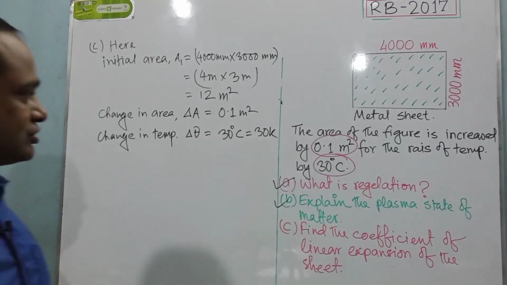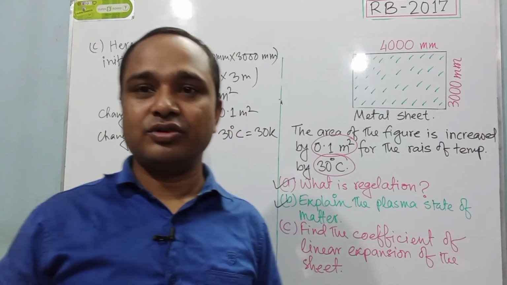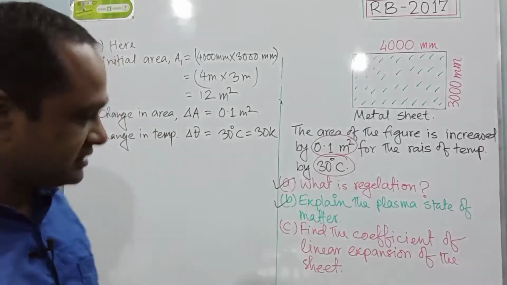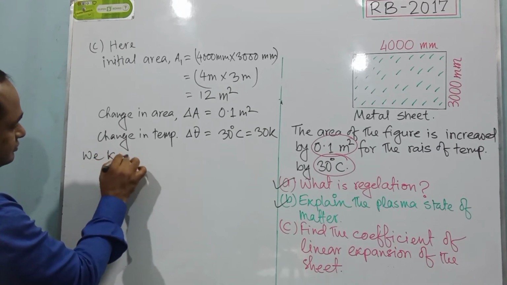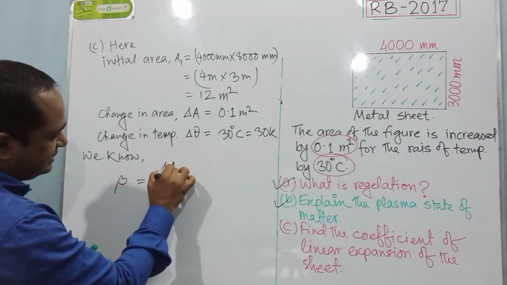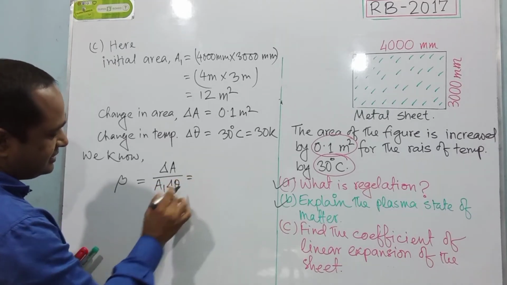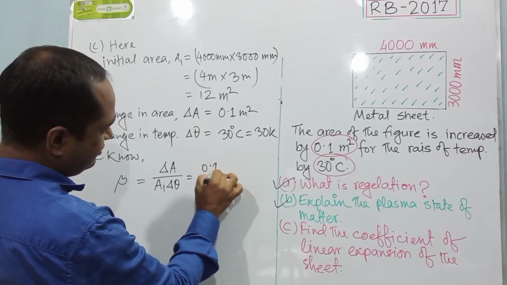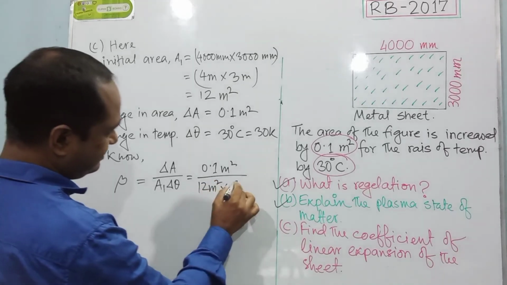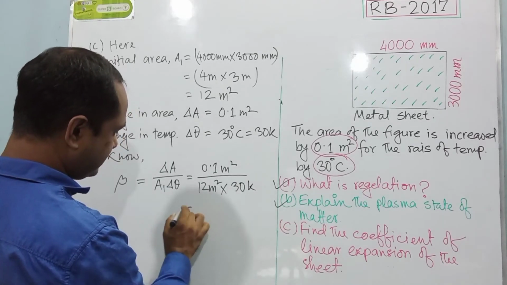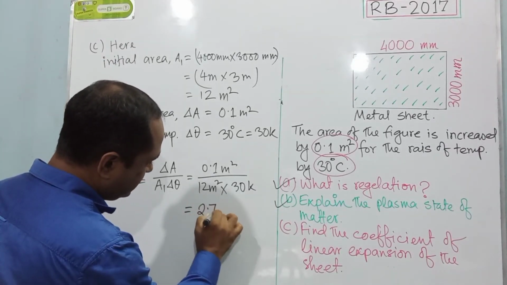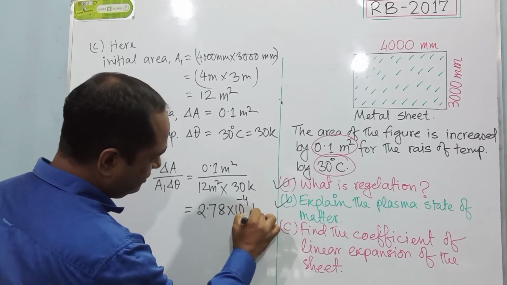So from this information we can first calculate the coefficient of superficial expansion, then we will calculate the coefficient of linear expansion. Right? We know coefficient of superficial expansion beta is equal to del A divided by A1 del theta, right? Using the value del A means 0.1 meter square, A1 12 meter square, and del theta means 30 Kelvin. Dear student, after the calculation we will get 2.78 into 10 to the power minus 4 per Kelvin.